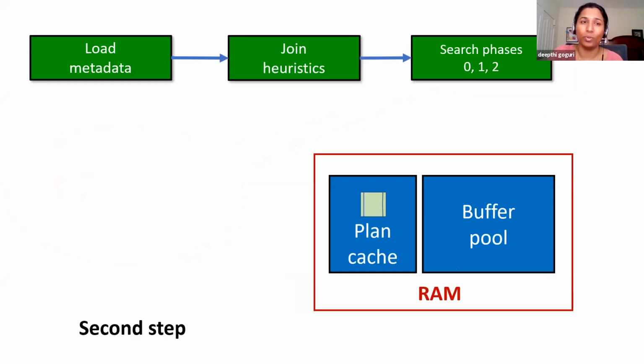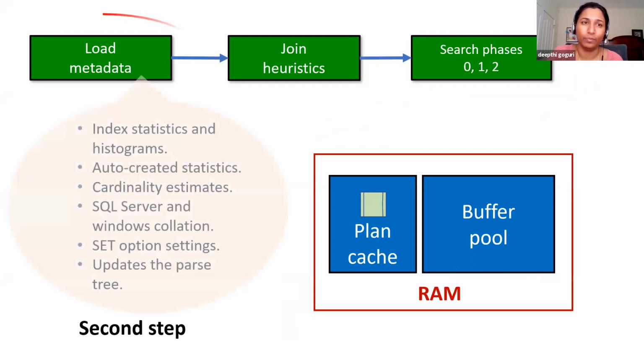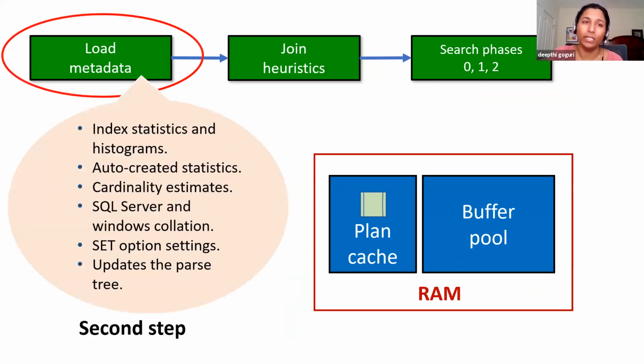So the first component inside the second step of the relational engine is load metadata. Most of the metadata that it requires to process any queries is gathered here. Now, what are those? The index statistics and histograms are gathered here. Now, what are these statistics? Statistics are blob structures which are saved inside the system table to describe the distribution of the data inside a column or set of columns or an indexed view.